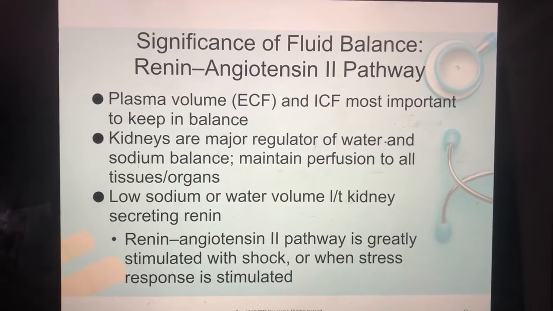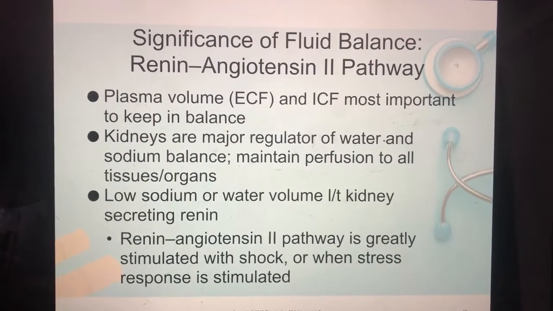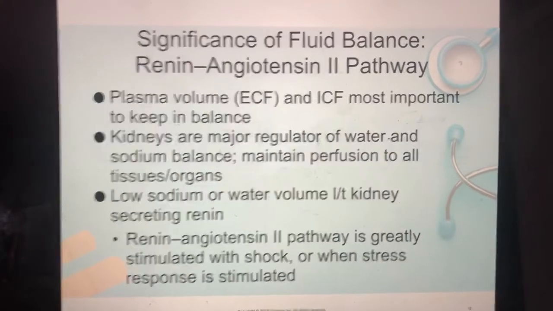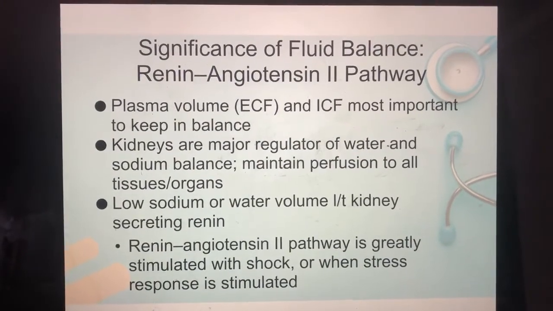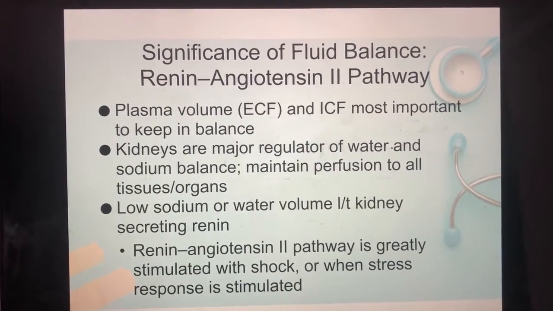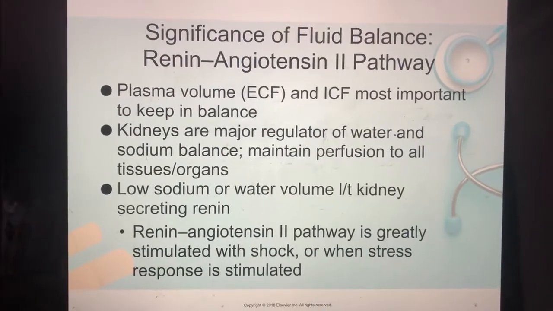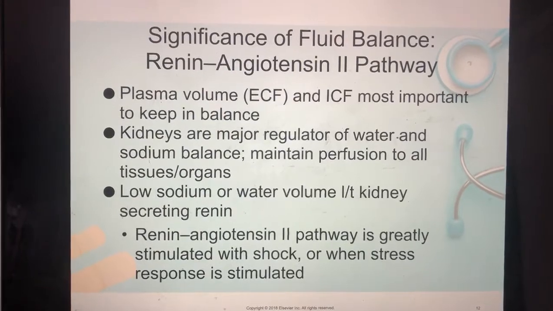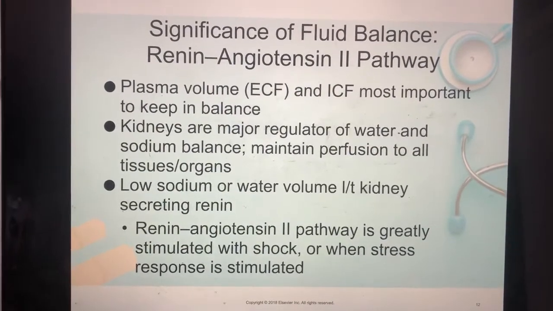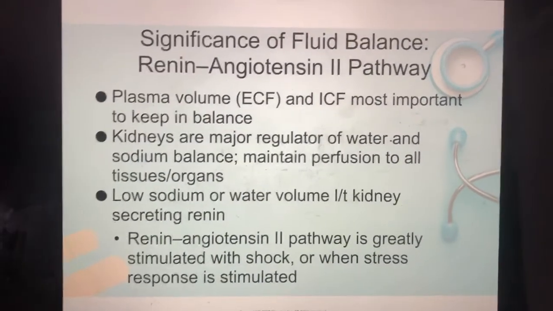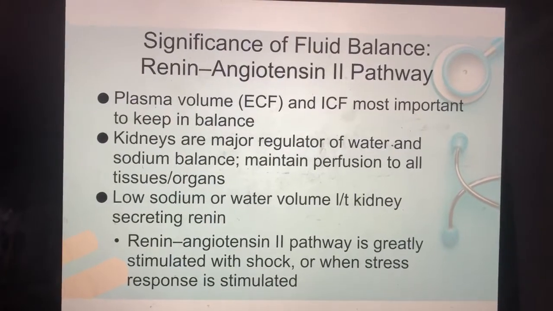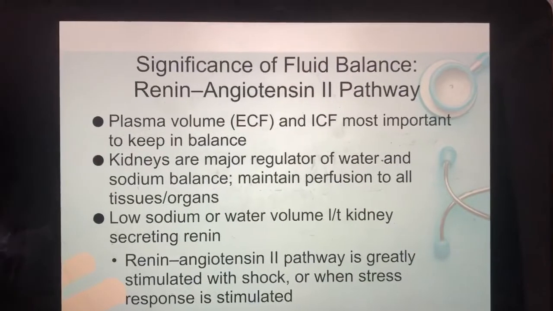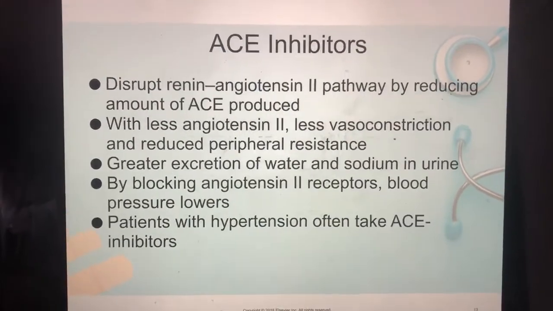So low sodium or water volume leads to kidneys secreting renin. Our bodies will then take renin and turn it into angiotensin I, which goes into angiotensin II, which can lead to the production and secretion of aldosterone, which again, like we talked about, will lead to an increase in that fluid volume in our body. And it's greatly stimulated with shock or stress, when our bodies can stimulate that extra renin and angiotensin II pathway.